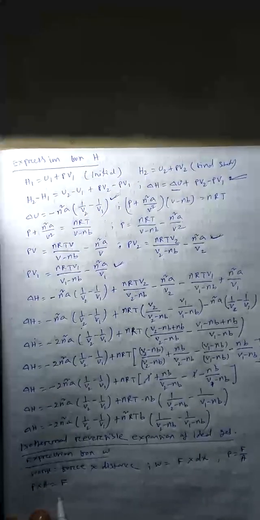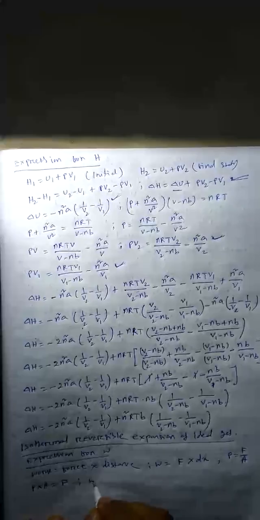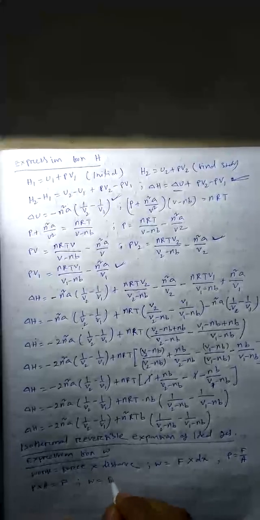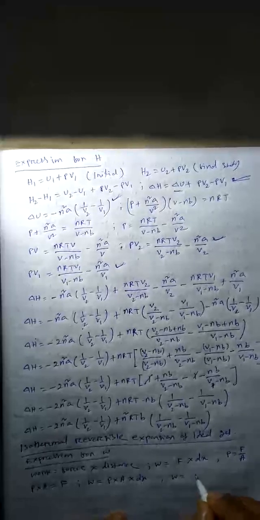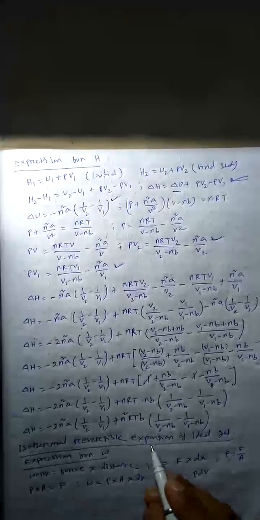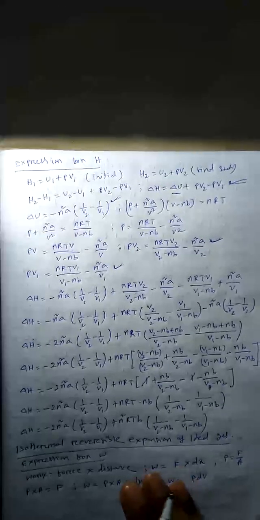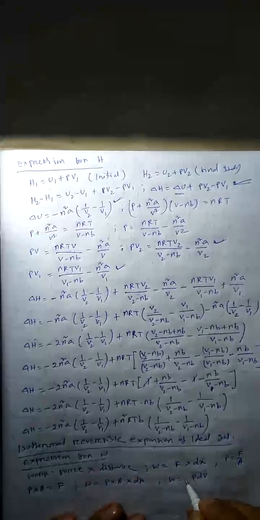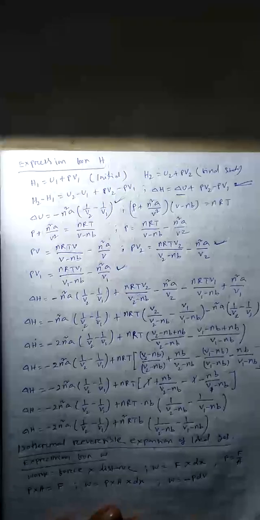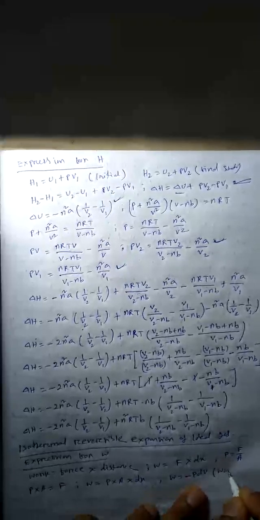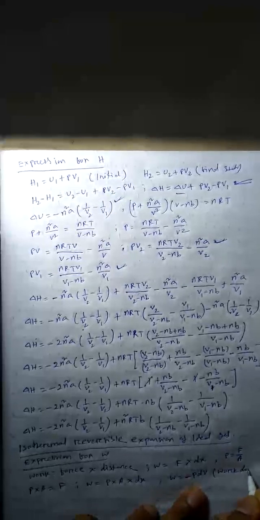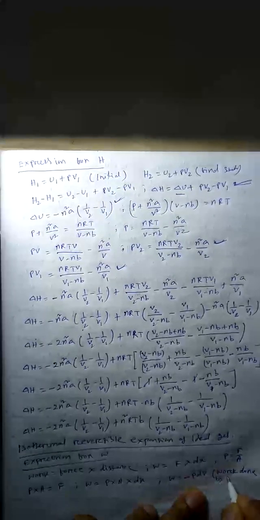Now put this value of force here. We get W is equal to pressure into area into dx. Area into dx is nothing but volume. W is equal to P dV. It is expansion, that means work done by the system. That means energy of the system decreases. So we put a minus sign here. So this is the work done due to expansion, like the work done by the system.